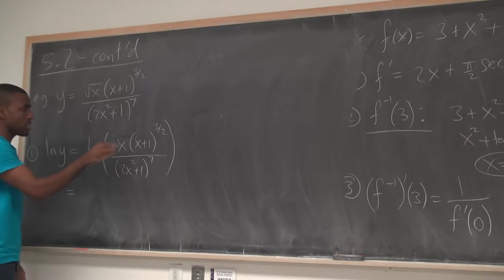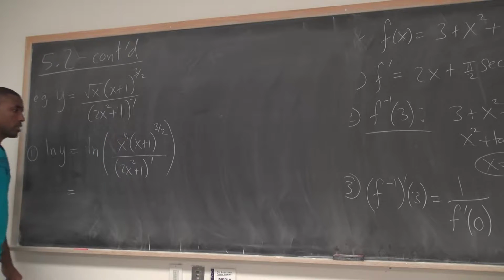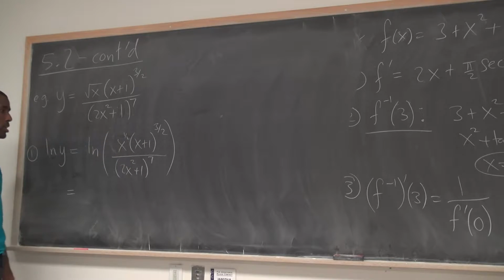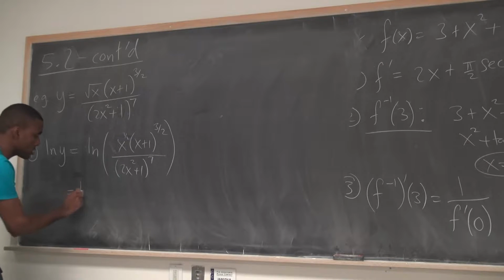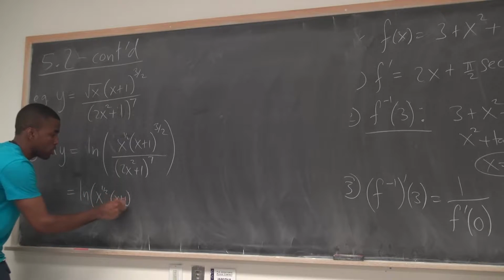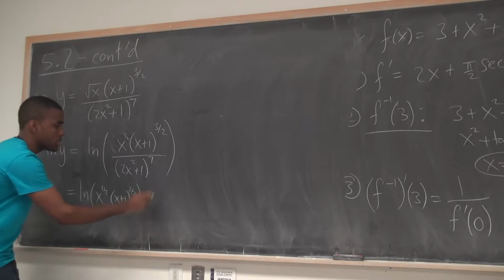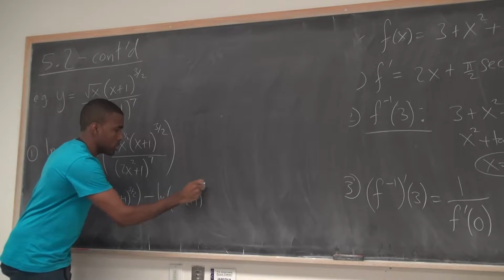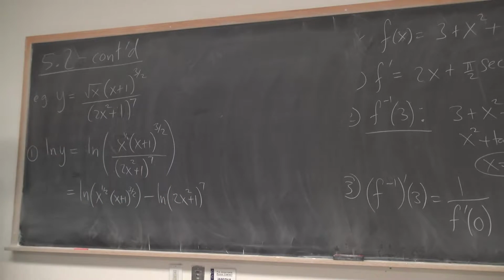So this, radical x is just x to the half power. Let's take a few steps so that everyone can follow. We had a rule that says we have a log of something divided by something. What does that mean we can do? We can do a subtraction. So you can say log of x to the 1/2, x plus 1 to the 3 over 2, minus log of 2x squared plus 1 to the 7th. Already starts looking simpler. We don't need a division anymore.